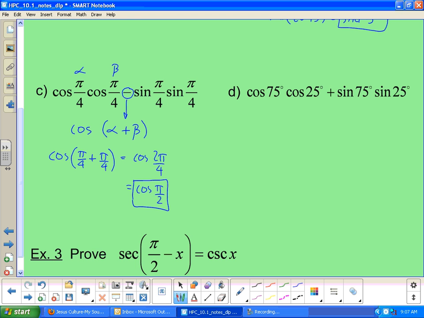Over here, all right, I have a plus, I have a cosine, cosine, sine, sine. That means I'm going to have alpha minus now.